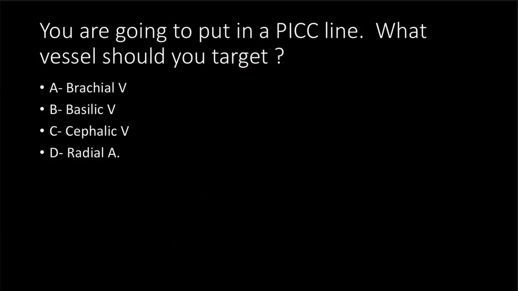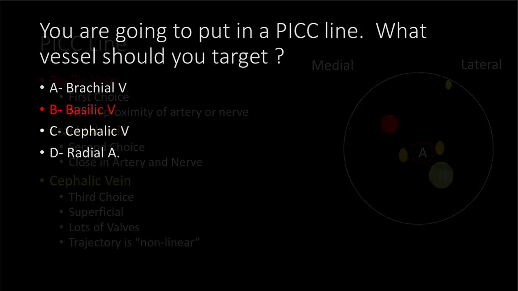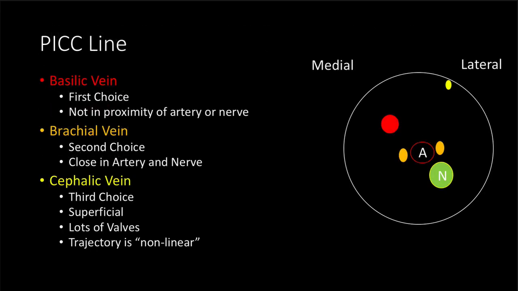Alright, you're going to put a PICC line in. Which vessel should you target? Brachial, basilic, cephalic, and this would be a good trick for this. Be careful here, okay? So make sure you read everything. Now, basilic vein. So why? So here's your order of priority. Basilic vein is supposed to be your first target. It's not anywhere near the artery. It's not anywhere near the nerve. So if you miss, you're less likely to do damage.